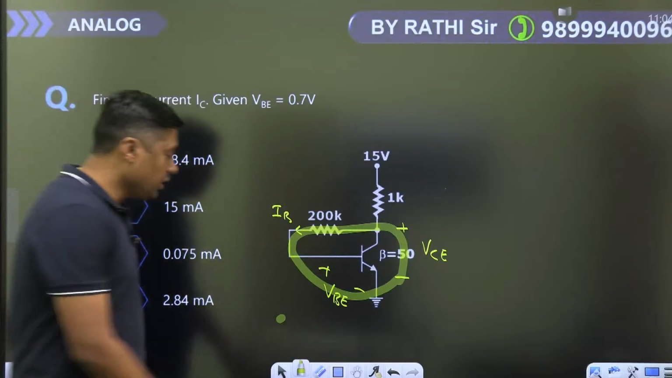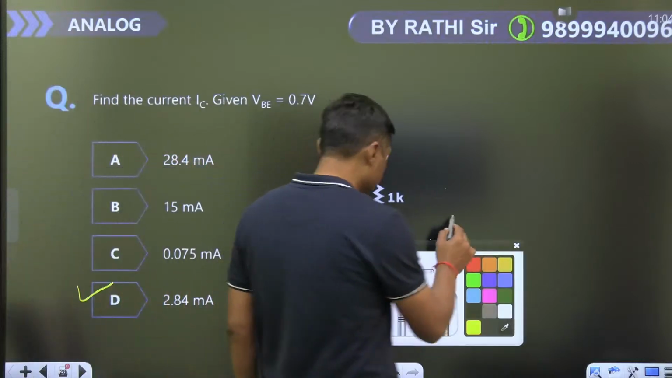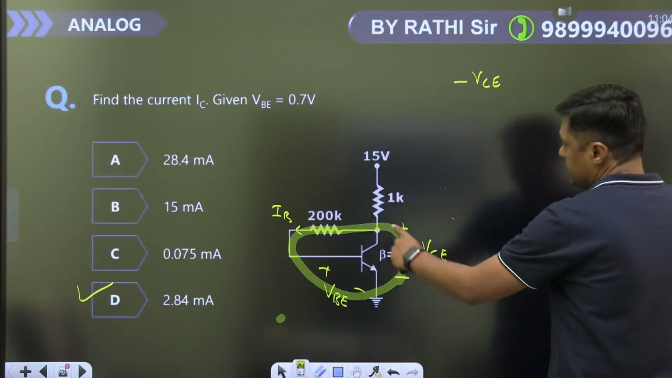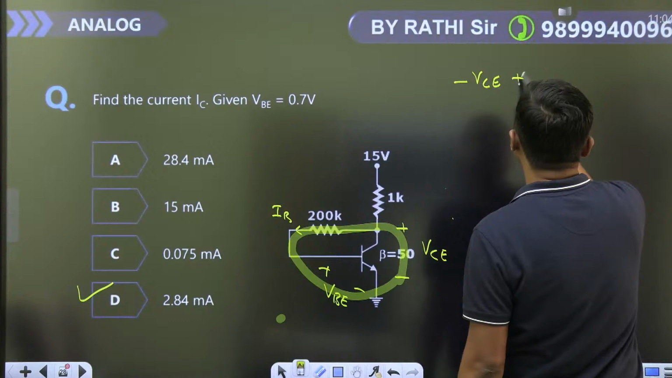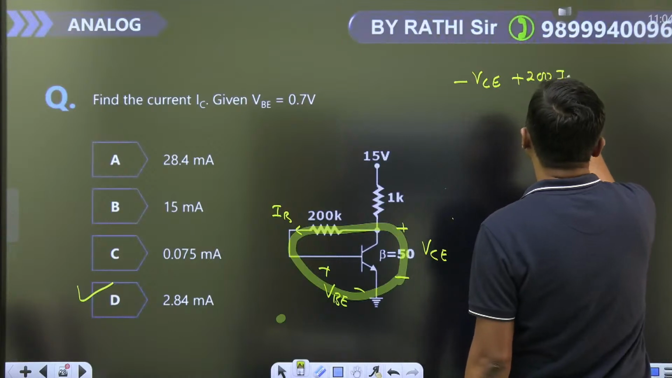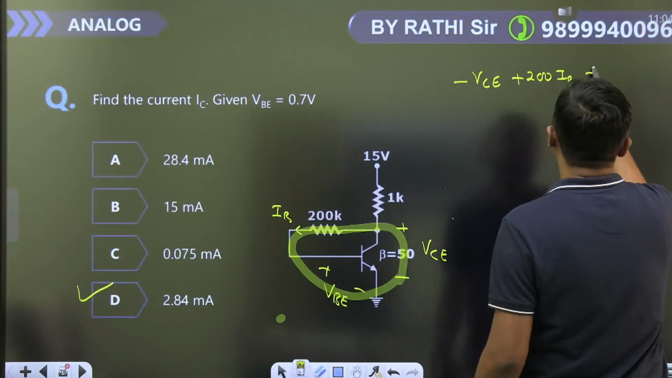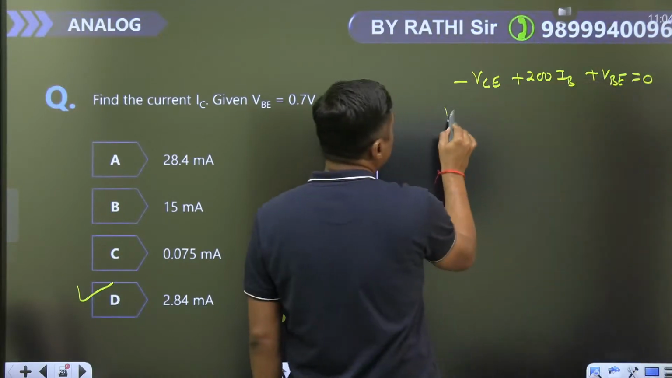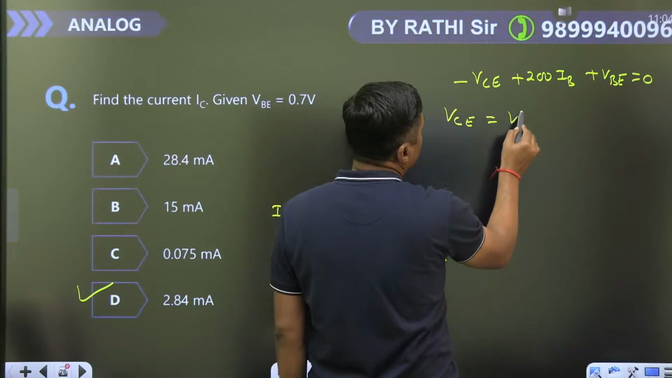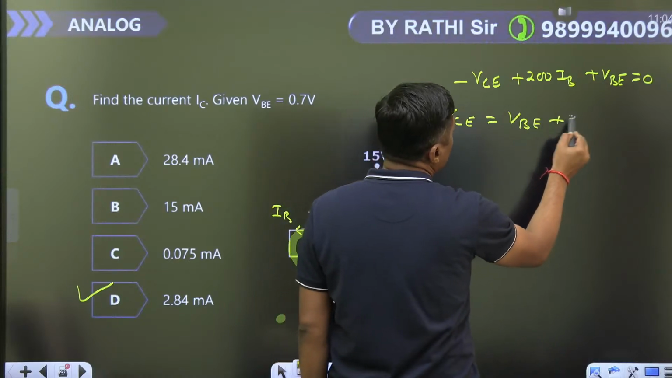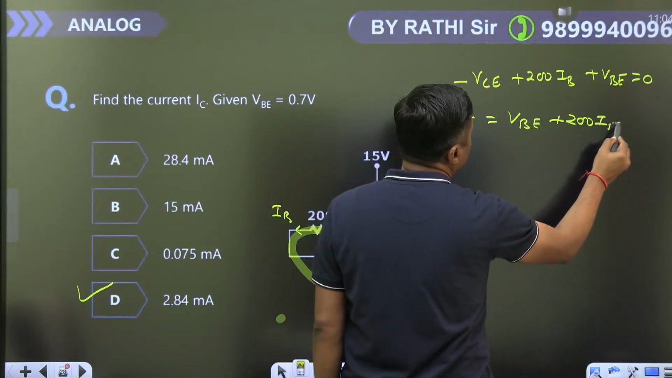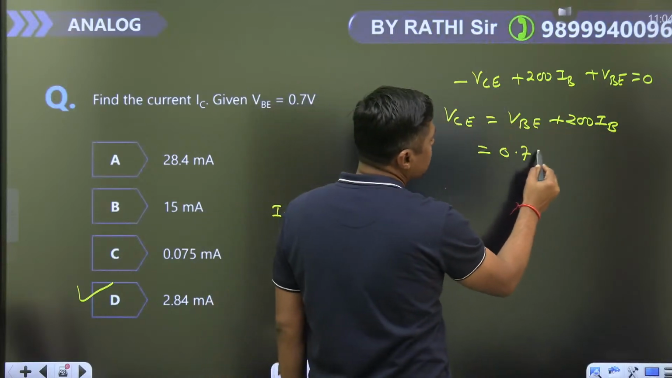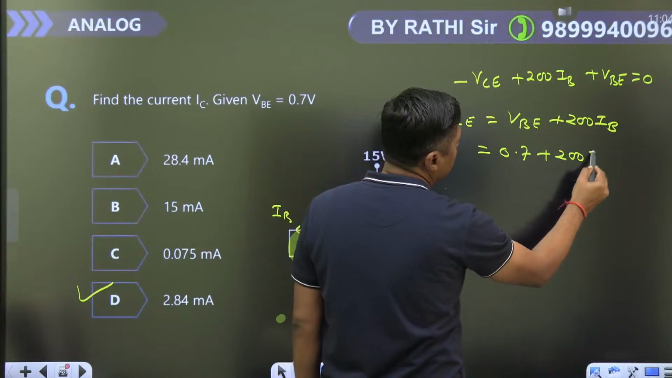So when you write the KVL, it will become minus VCE plus 200 times IB plus VBE is equal to 0. So what is the value of VCE? VBE plus 200 times IB. IB is positive, VBE is positive. This is 0.7 plus 200 times IB.